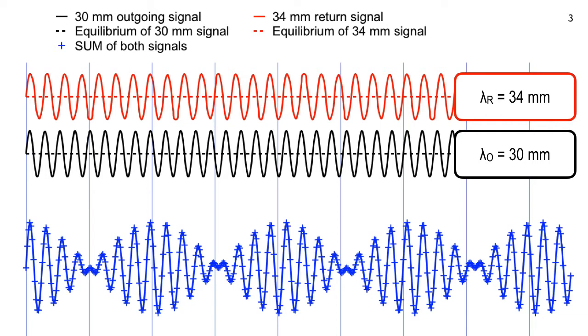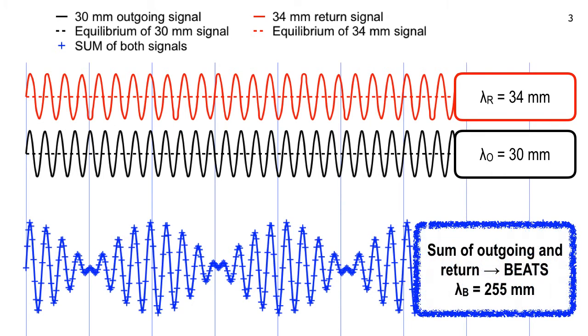But by the time you get to the far side, the black signal in the second line down has probably got a couple more oscillations than the return signal. Now, when that happens, you get beats. Down here is the sum of the outgoing and the return, and you get beats. And for this one, I figured out the frequency and then the wavelength.